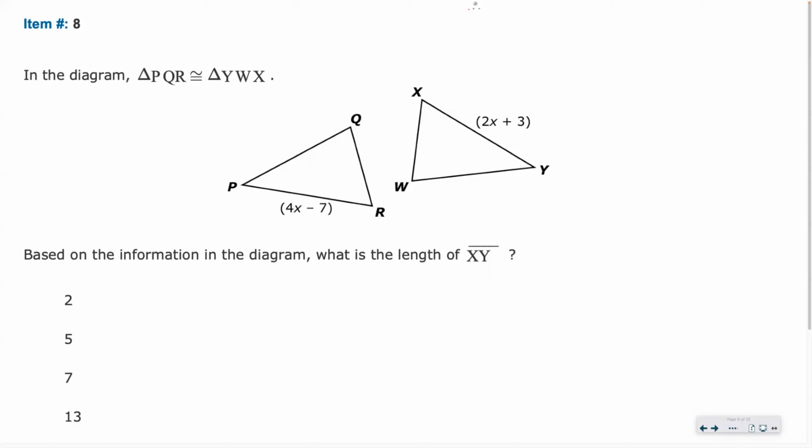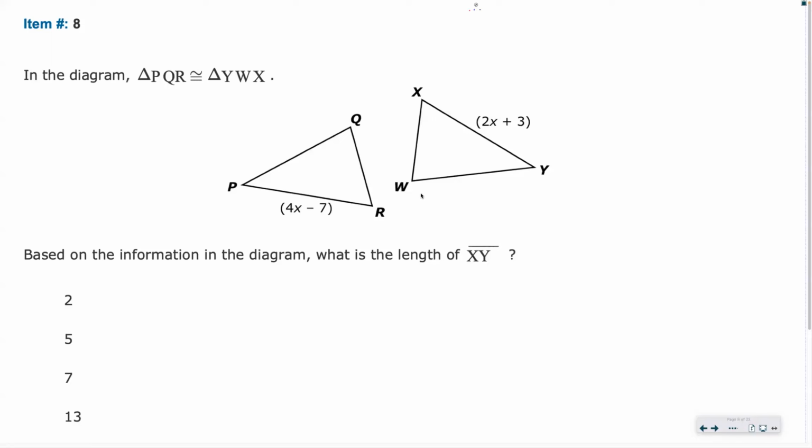Number eight, in the diagram, triangle PQR is... what's the symbol mean right here? Y'all names Kevin? The triangle YWX, based off the information in the diagram, what is the length of... what does this mean when you have a line over it? They're connected to a line. Segment XY. I'm going to let y'all think on this, try to solve it on your own. We'll come back.